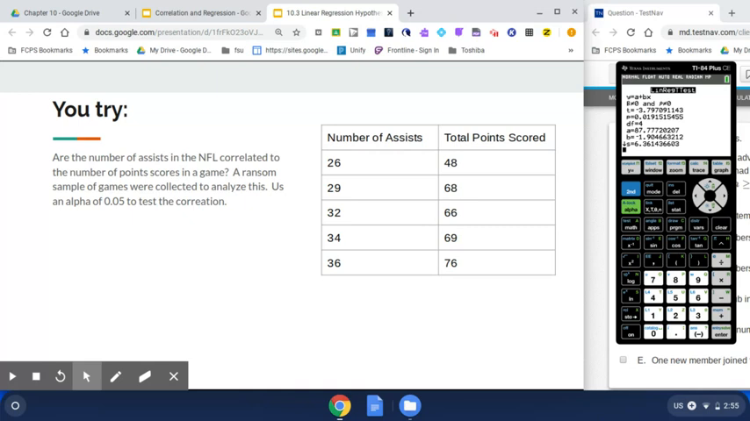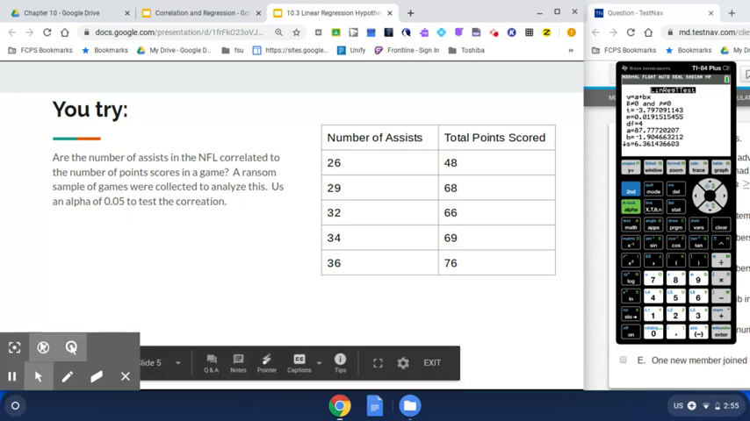Okay, here's the you-try example. Are the number of assists in the NFL correlated to the number of points scored in a game? A random sample of games were collected to analyze this. Use an alpha of 0.05 to test the correlation. Okay, guys, pause the video, see if you can go through those 6 steps for hypothesis testing for this linear regression example. Unpause the video to then get the results.